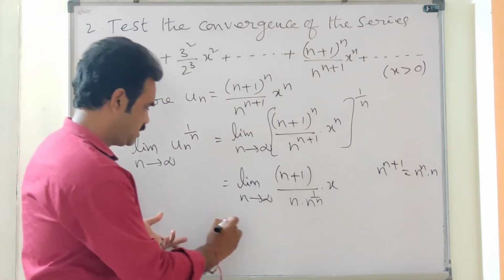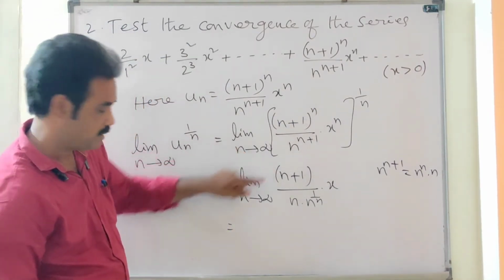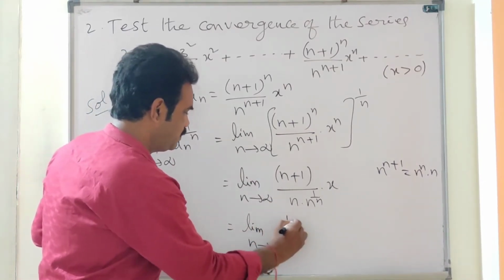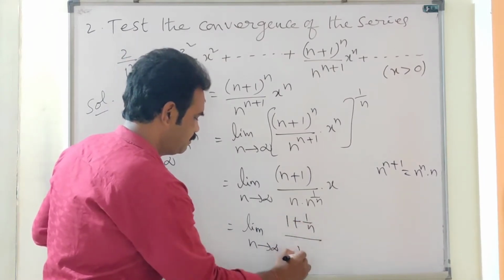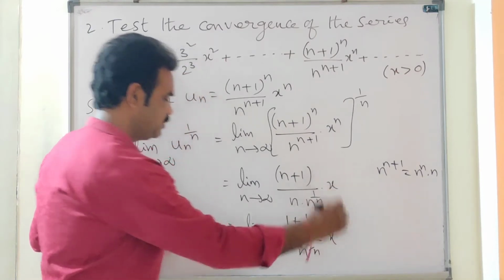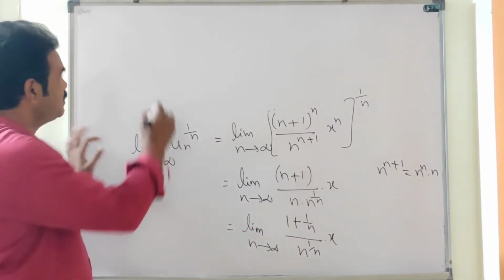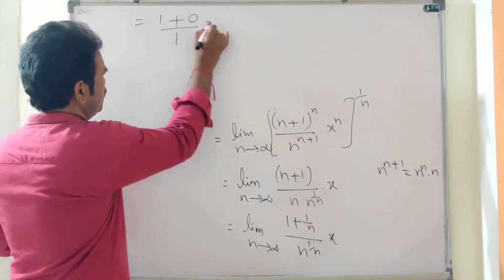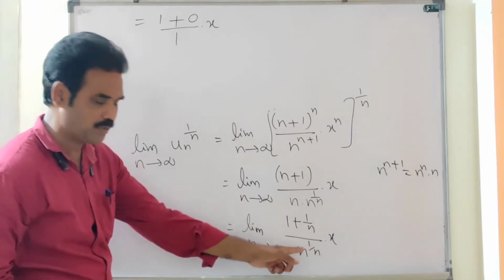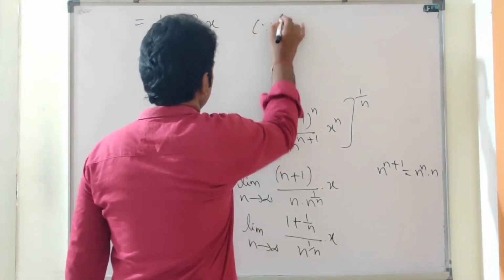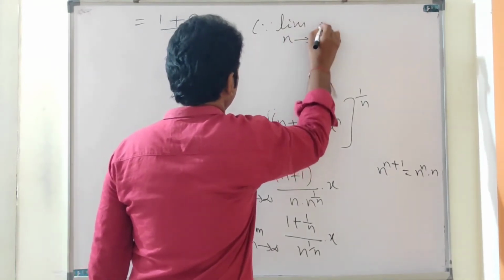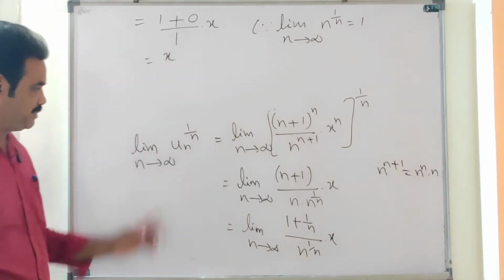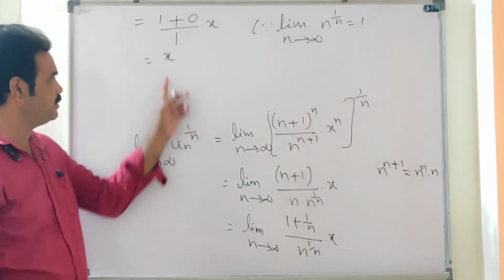Okay, this is equal to, now take n common here and cancel n. This becomes limit n tends to infinity, 1 plus 1 by n into 1 by n power 1 by n into x. This limit is equal to 1 plus 0 by 1 into x, since limit n tends to infinity, n power 1 by n is equal to 1. That's why this is equal to x. Limit n tends to infinity, un power 1 by n equal to x.